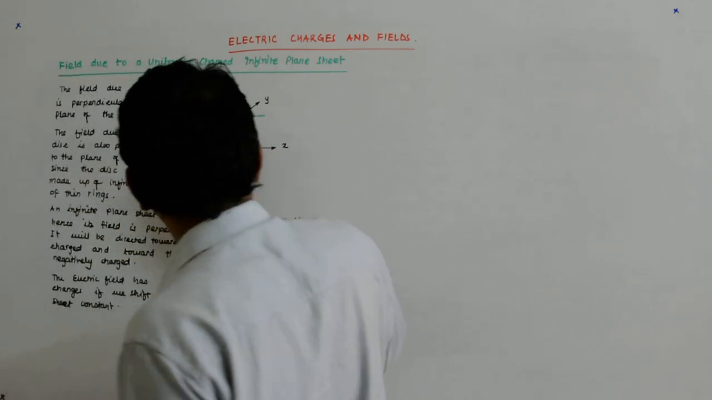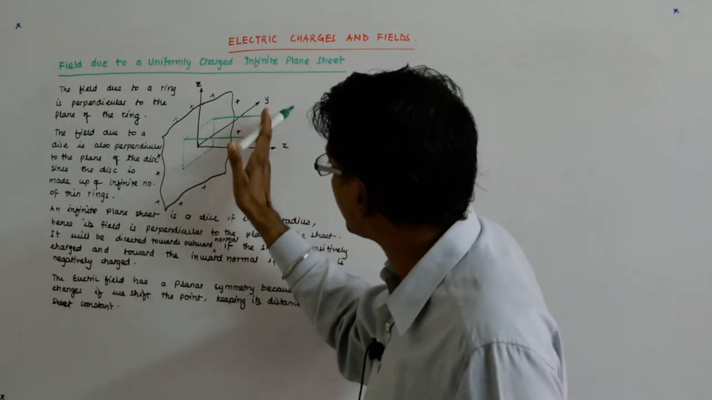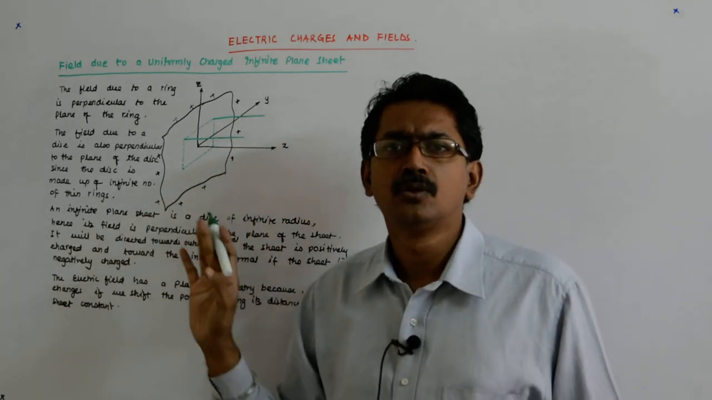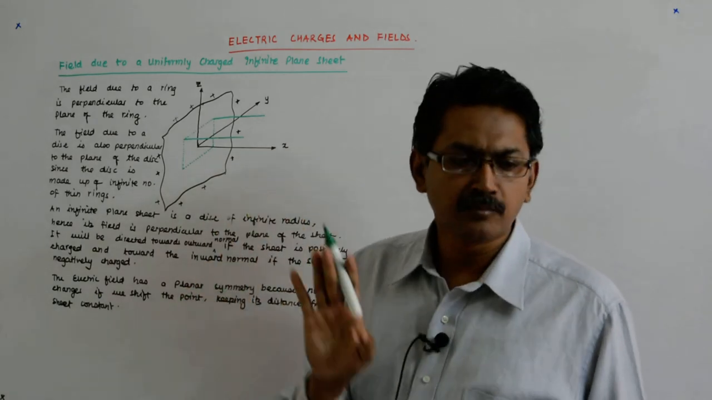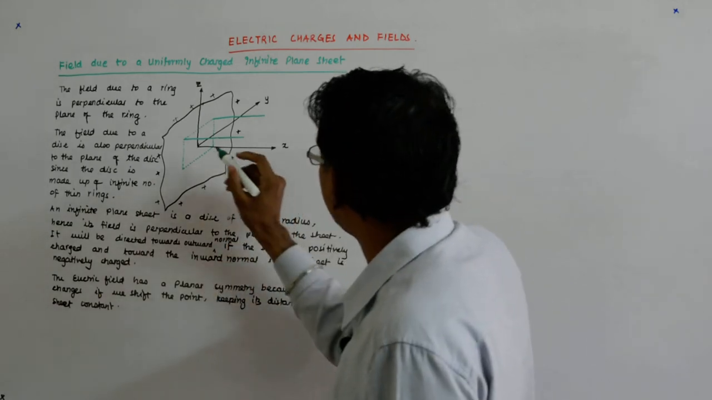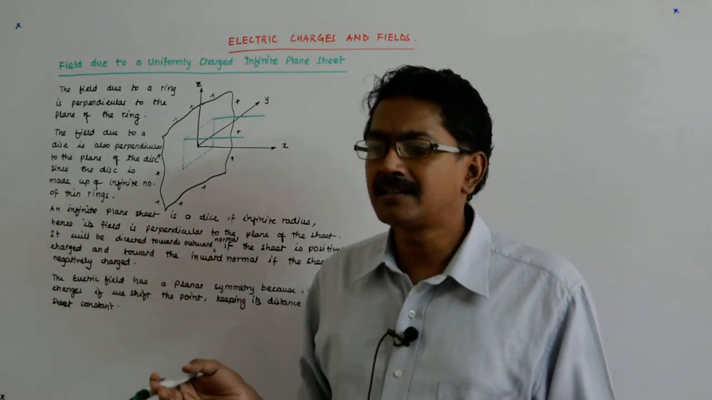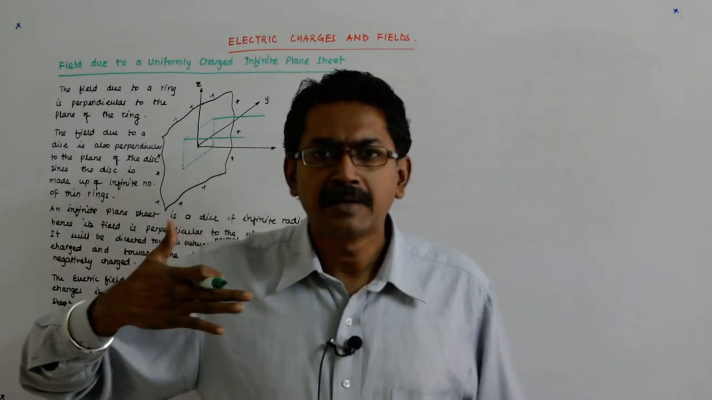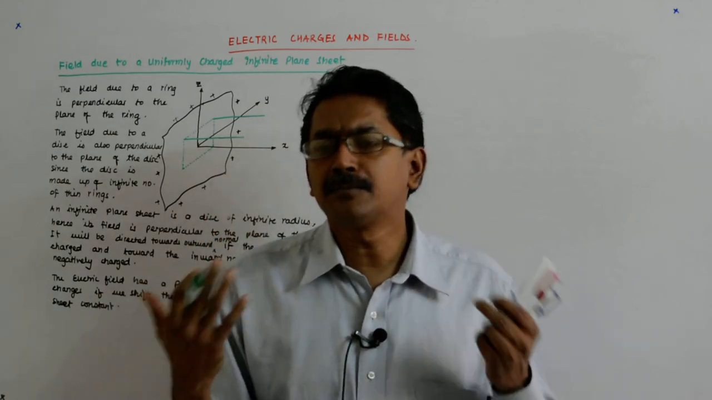But what is to be kept in mind is that this lies on the sheet. This face is parallel to this. I am trying to keep a face on which, if I move, my E remains a constant. And on the lateral faces that I have, the E dot ds will be zero, because I am keeping them absolutely perpendicular to the plane, so that means parallel to the field. So nothing comes out of that.